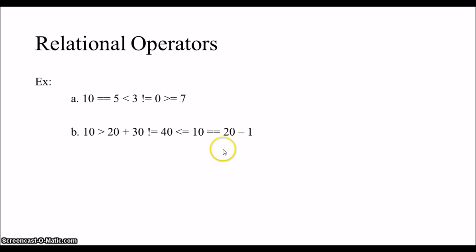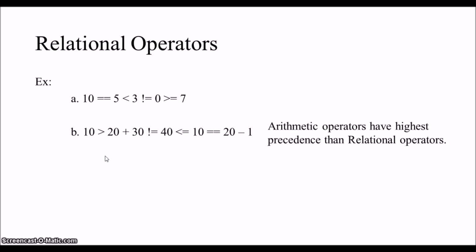This is another example which consists of greater than, plus, not equal to, less than or equal to, minus. So this complex expression is a combination of both arithmetic operators and relational operators. So here we have plus and minus arithmetic operators, and greater than, not equal to, less than or equal to relational operators. When such a complex expression is present with relational operators and arithmetic operators, how do we evaluate it? Always remember, arithmetic operators have higher precedence than relational operators.